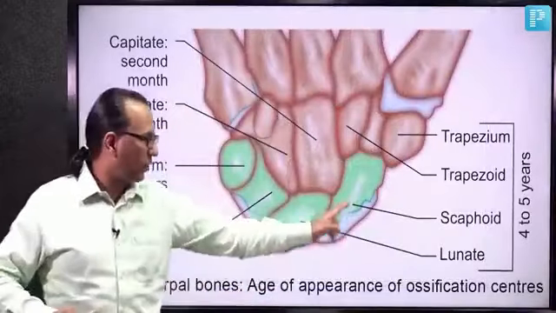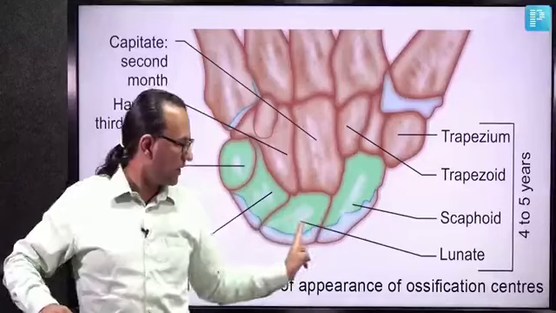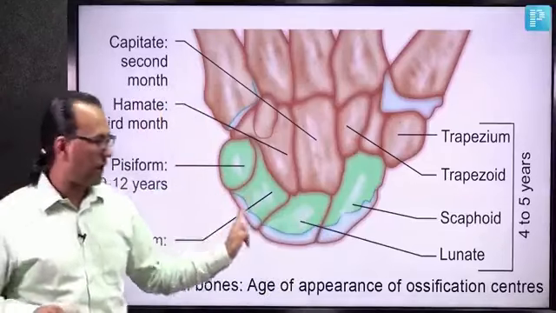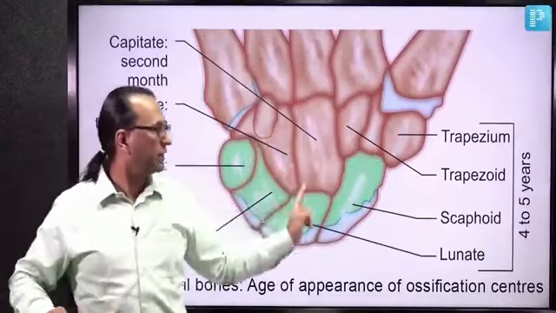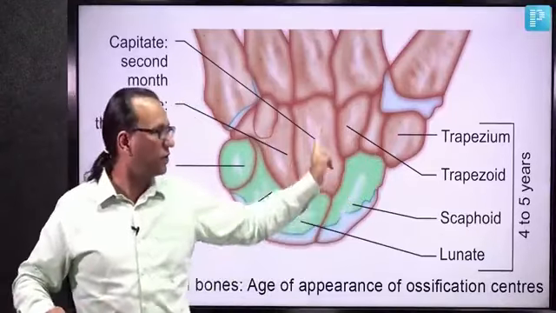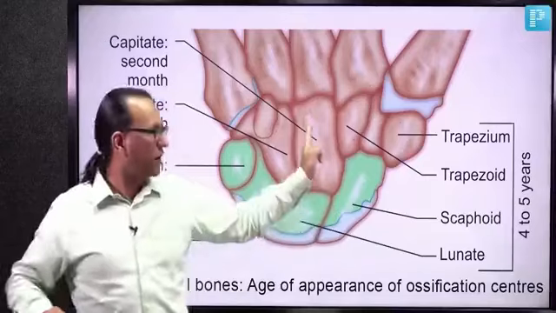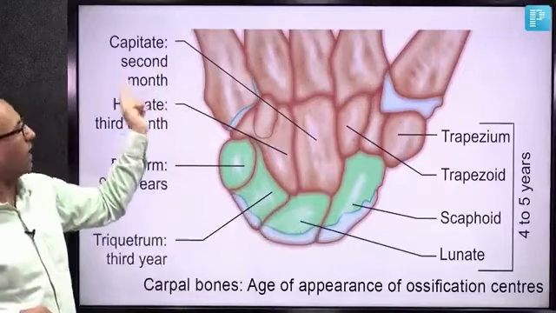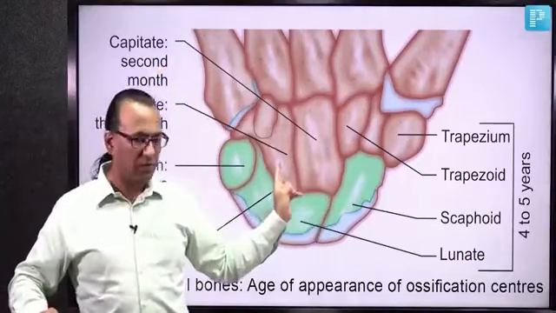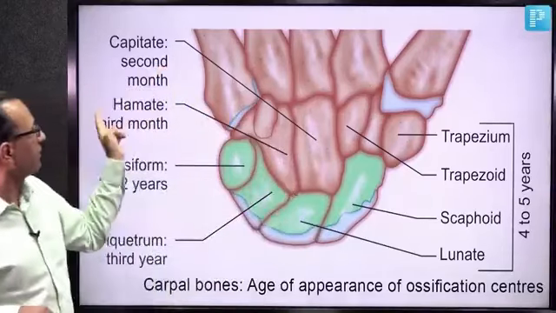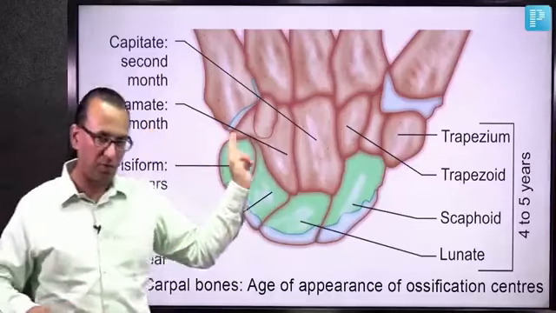So once again, we can look at the proximal row. This is the scaphoid, lunate, triquetrum, and pisiform. Then you have the trapezium, trapezoid, capitate, and the hamate. As I'm suggesting, capitate is the central bone, the largest of all, and the oldest of all. The first to start ossification, at the second month after birth of the baby in question. Then the next bone to start ossification is on the side, the hamate, which is at the third month after birth of the baby.